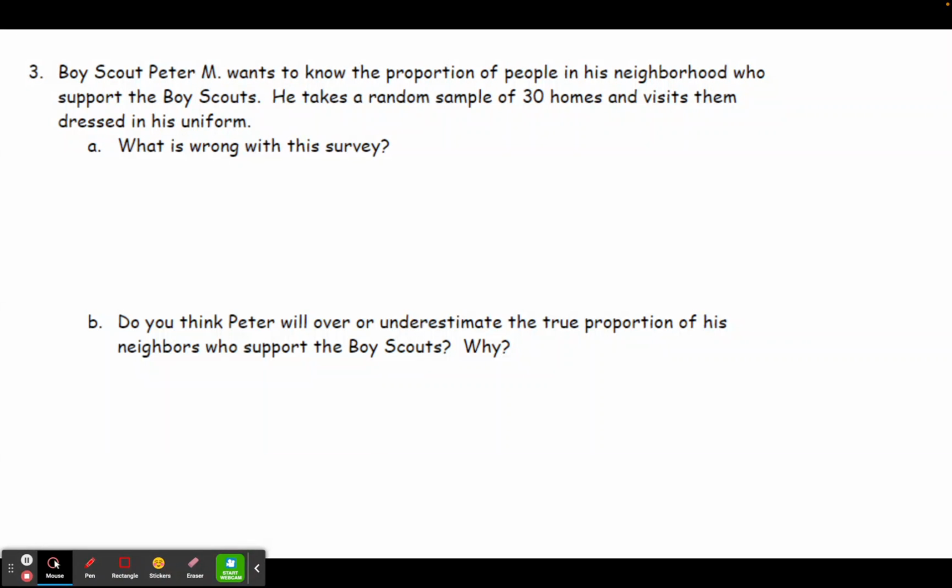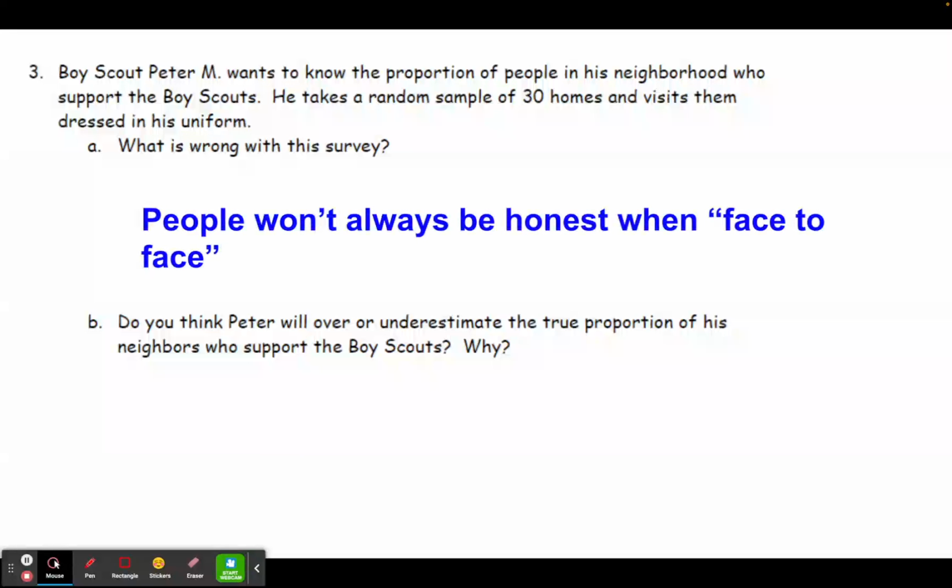Example number 3 says Boy Scout Peter M. wants to know the proportion of people in his neighborhood who support the Boy Scouts. He takes a random sample of 30 homes and he visits them dressed in his uniform. What's wrong with this survey is that people aren't always going to be honest when they are approached with face-to-face interviews. And in this case, because Peter is dressed in his Boy Scout uniform, that might lead people to answer a certain way because they don't want to hurt his feelings and say that they don't support the Boy Scouts because they know he is a Boy Scout.